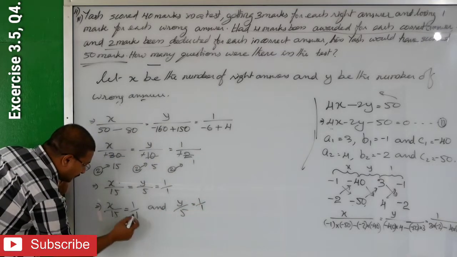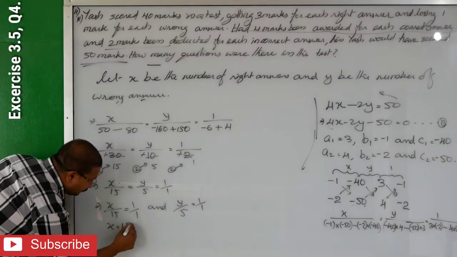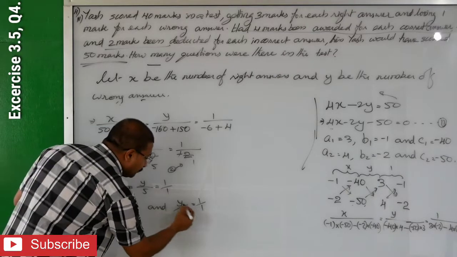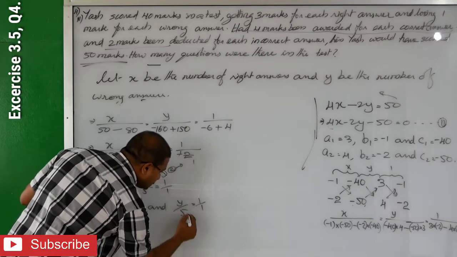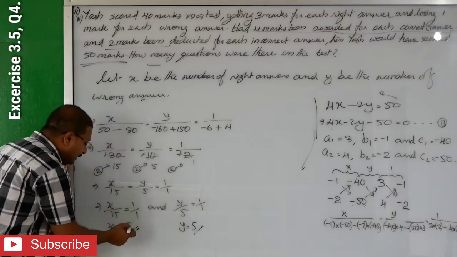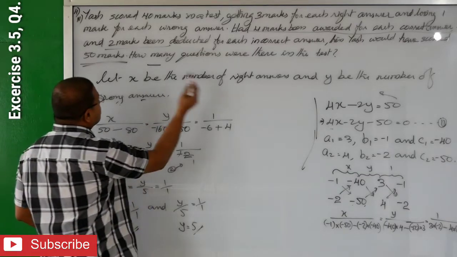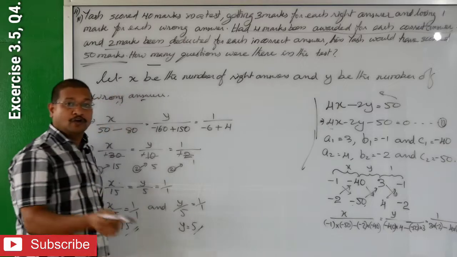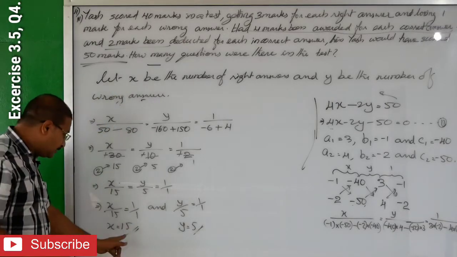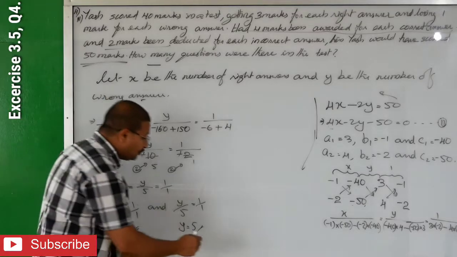Now cross multiplying x into 1, x equals 15 into 1, 15. Ready? Now what will happen? Y into 1, y equals 5 into 1, 5. So we got the values of x and y. That means the number of correct answers and the number of wrong answers, we got it. That is 15 and 5. Therefore, the total number of questions means what we will do?